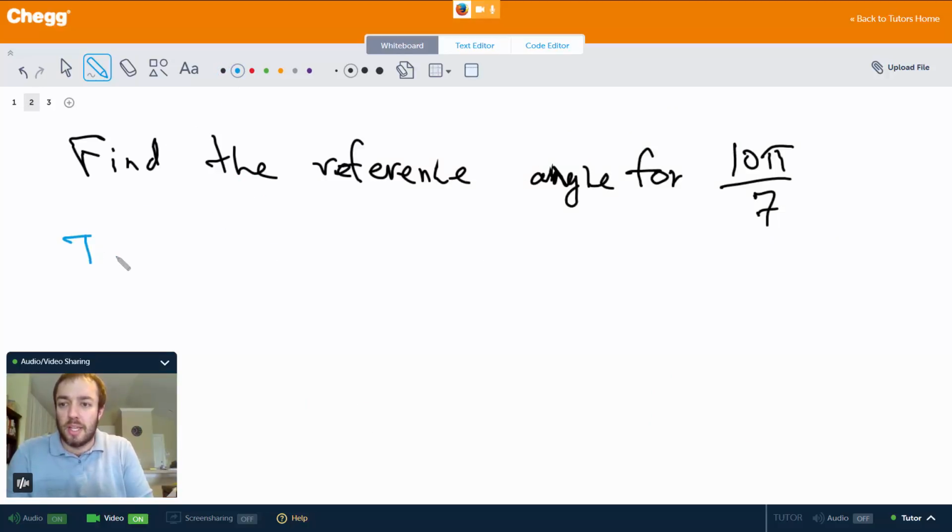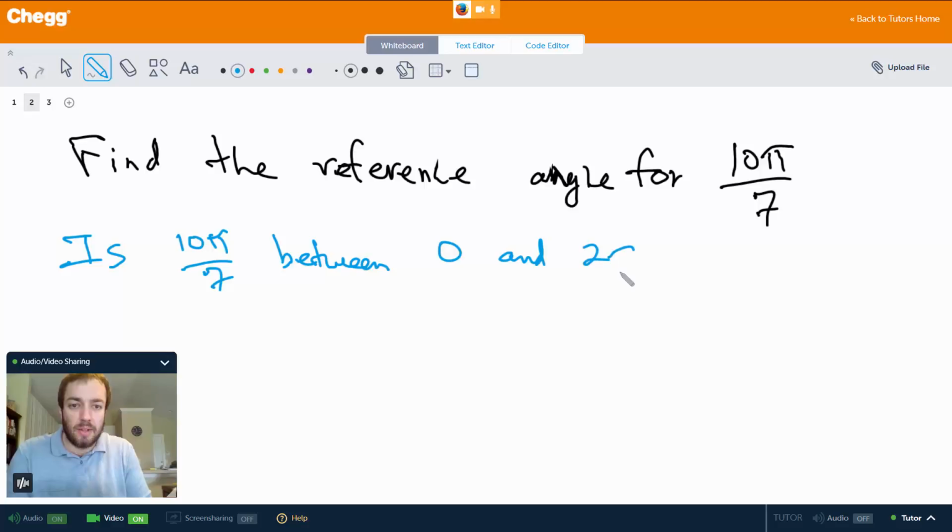We can check that. Is 10 pi over 7 between 0 and 2 pi? We can toss this into a calculator and verify that it is. Or if we don't have a calculator handy, or aren't allowed to use one, we can say, well, of course it's greater than 0, because this is something positive. But what about 2 pi? If we multiply the top and bottom by 7, that's going to be 14 pi over 7.